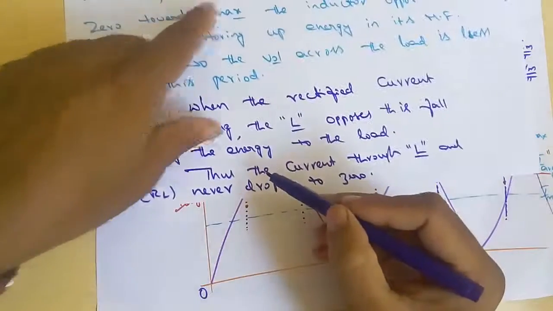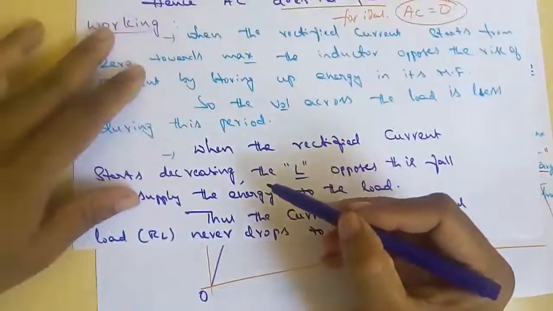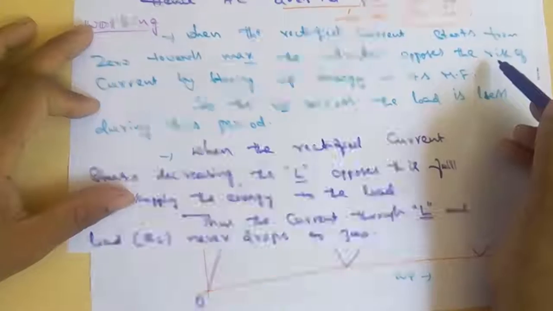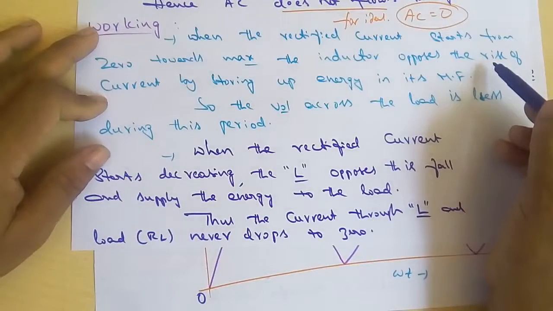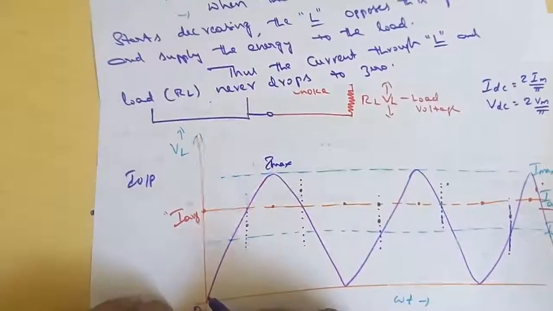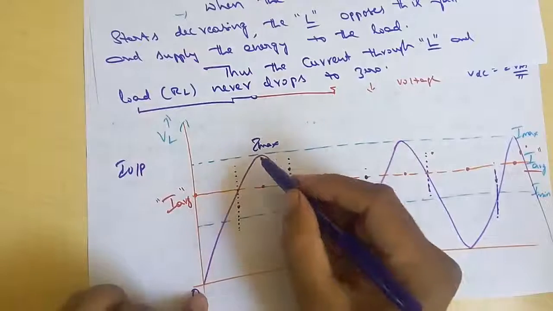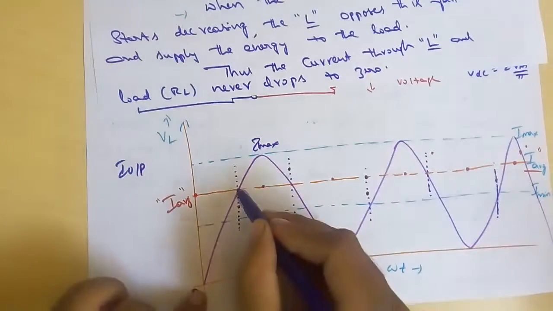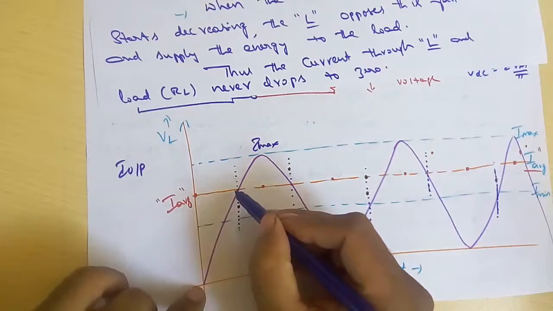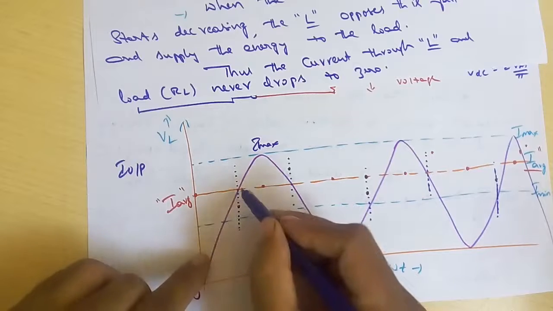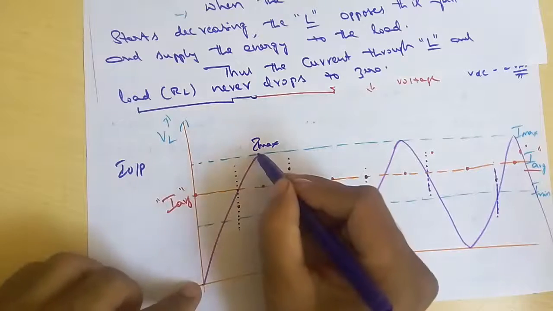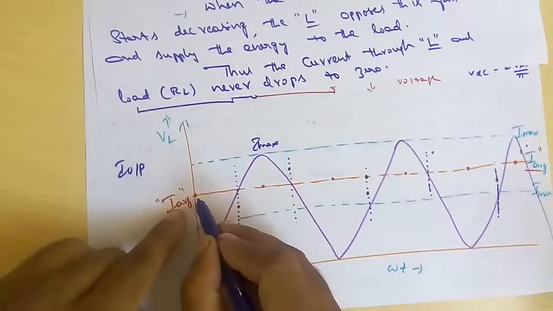Then what happened here? When the rectifier current starts from 0 towards maximum, the inductor opposes the rise of current by storing up energy in its magnetic field. When the current rises from 0 to maximum, this rise is opposed by the inductor. Opposed by the inductor means inverse direction. If it is increasing positively, here it is increasing negatively, from 0 to positive and from 0 to negative.